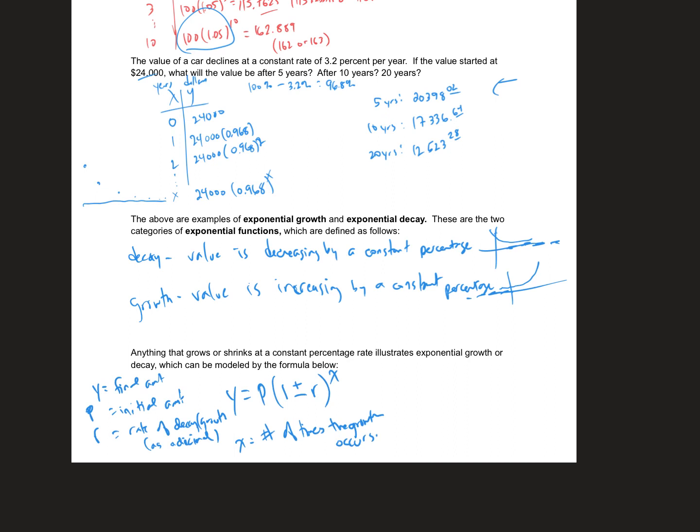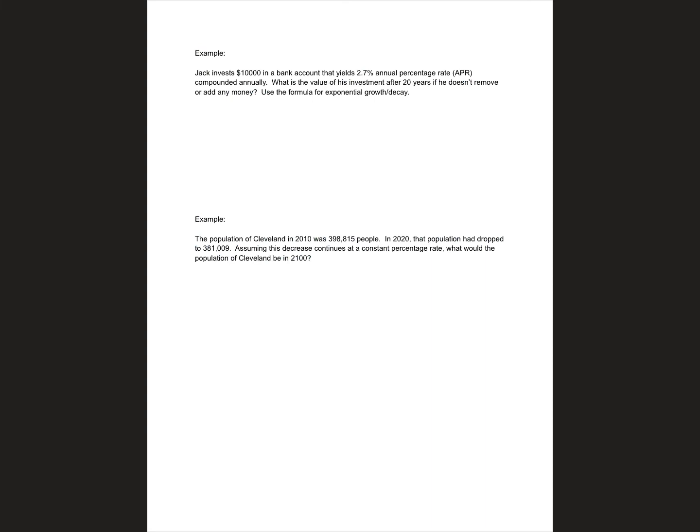Now, let's look at some examples on the next page. Now, I'm going to rewrite my formula that we just came up with at the top of the screen, and an X there. Now, one of the things that you need to know, this 1 plus R is all about doing the 100% plus or minus the rate of decay or growth.